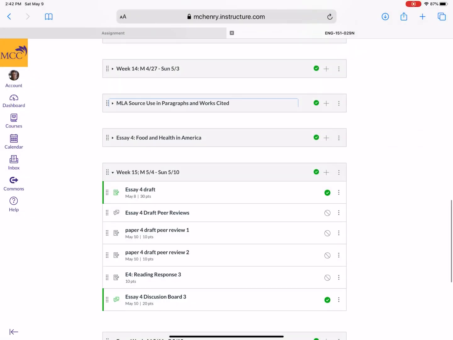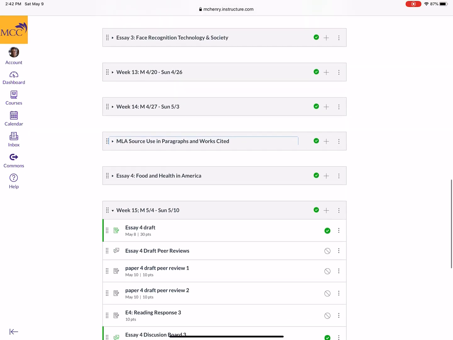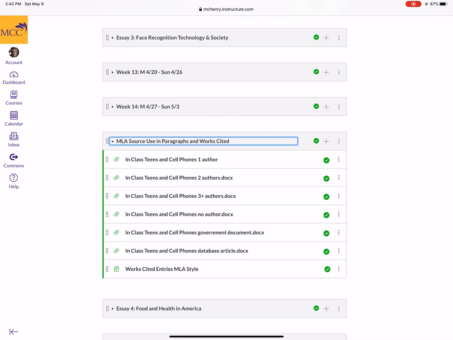Okay, so we're going to look at how to write a paragraph with a source in it. Now in our course here, you can see in our various modules, right under week 14, the module here, MLA source use in paragraph and works cited. And as you can see, I've got various examples of sources.